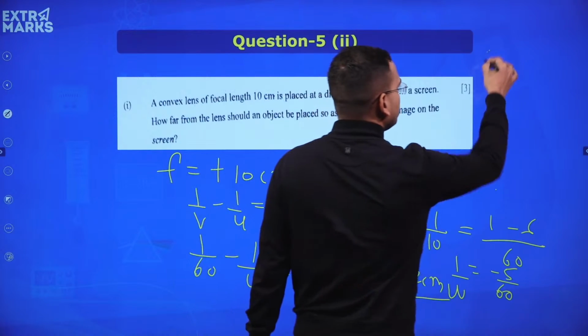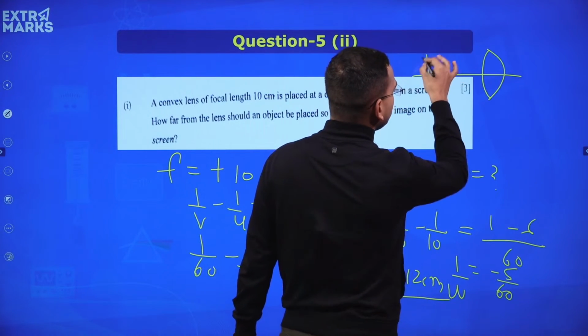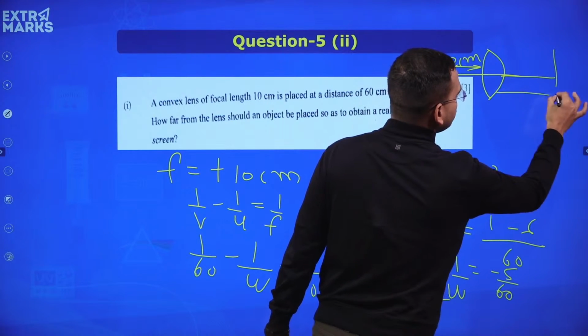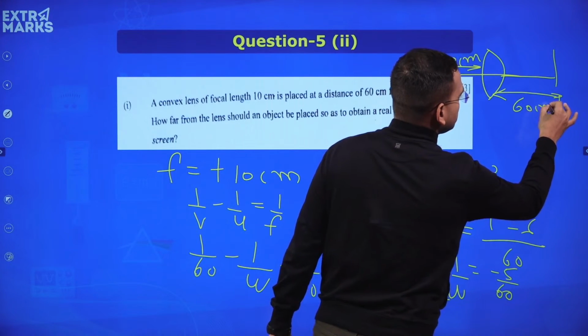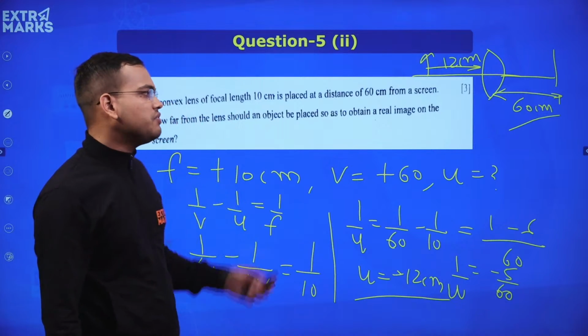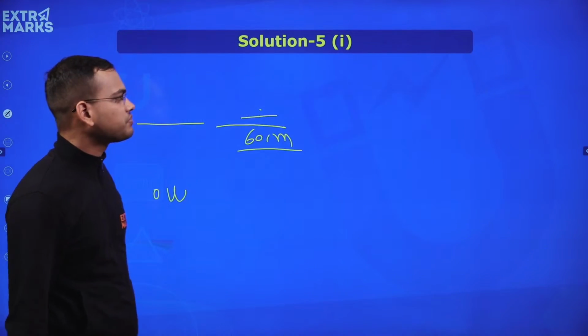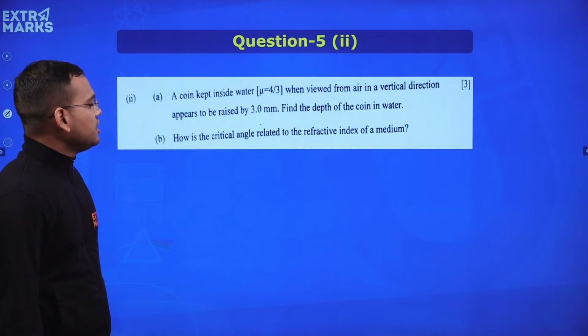So if this is a lens, the object is placed here at 12 centimeter, then the image will be formed on a screen which is placed at a distance of 60 centimeter. Alright, so that was this question. This question was just checking your knowledge of the lens formula, nothing more than that. Now this is the next question.